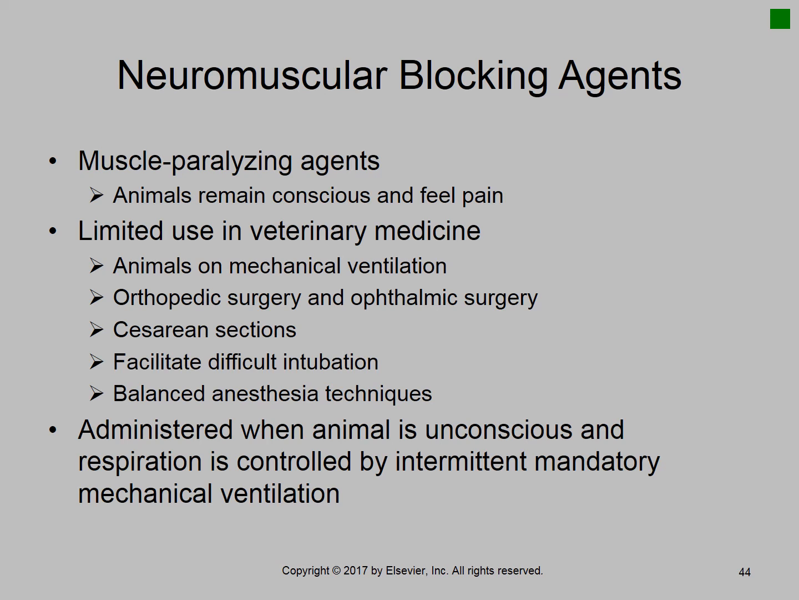For example, animals on mechanical ventilation, so that the animal's not fighting the ventilator. Orthopedic surgery and ophthalmic surgeries, where we either need to relax muscles to do some big muscle and bone work, or we don't particularly want the eyeballs twitching around while we're operating on them. Cesareans, they can be used to facilitate difficult intubation. In humans they are commonly used along with some sort of ultra short acting induction agent like etomidate to paralyze for emergency intubations or difficult intubations.